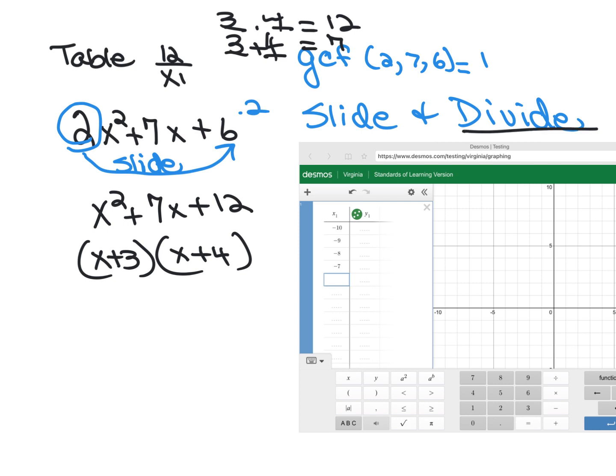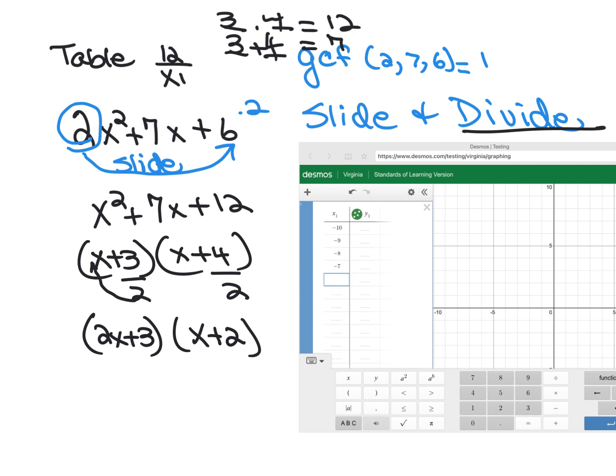If you slide, you must divide, and when you divide, that means the number that you slid, which was 2, you're going to divide by. That's going to give you in the second parentheses x plus 2. 3 divided by 2 is a decimal. You cannot have decimals in fractions, and when that happens, that bottom number comes up. Okay, that bottom number is going to come up.